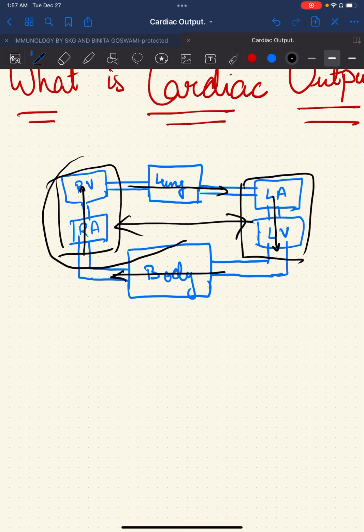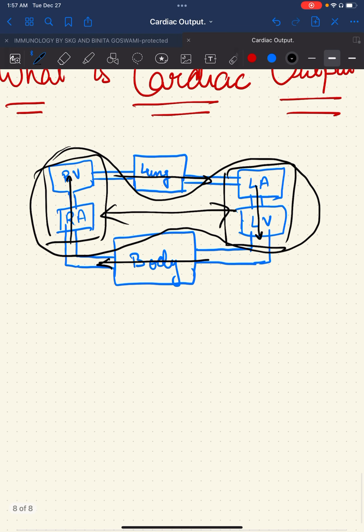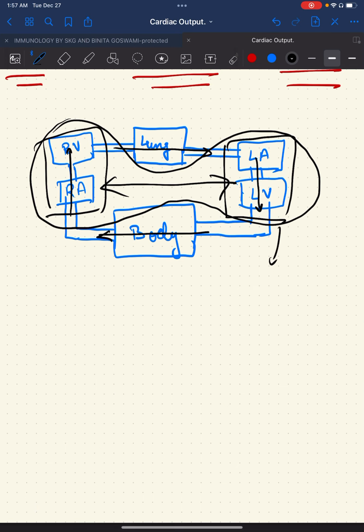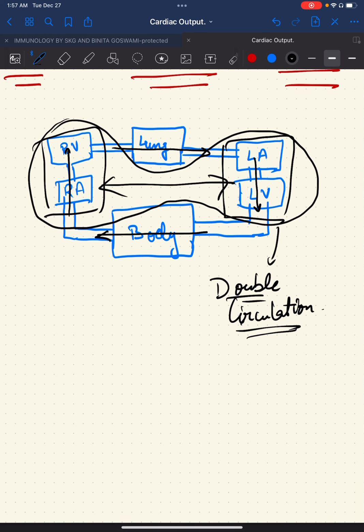This actually is a single structure, right? That is why we call the circulation in human as double circulation. I hope you know this much. Now we see that here I only need this much. Blood actually goes from here, here, here, here.